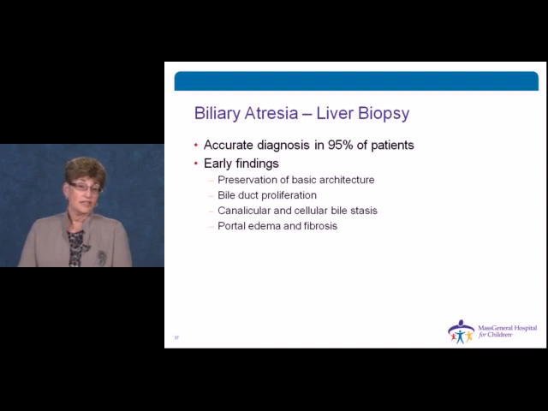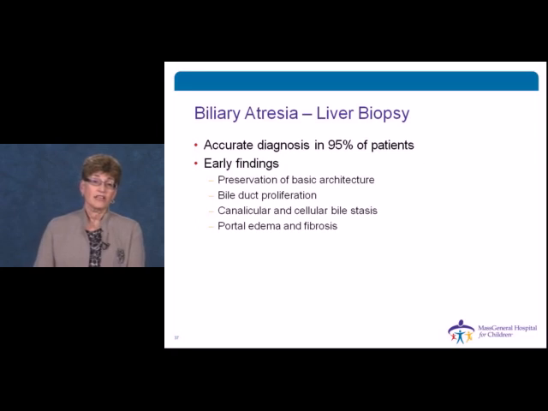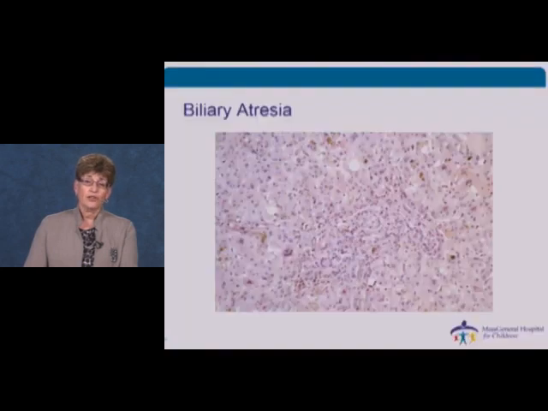So liver biopsy is really where we end up making the diagnosis, the accurate diagnosis, or at least the initial diagnosis before the intraoperative diagnosis. The accurate diagnosis occurs in 95% of patients by liver biopsy. The early findings we have, and we'll see that on the next slide, are a general preservation of the basic architecture. Bile duct proliferation is seen. There's bile stasis and portal edema and fibrosis.